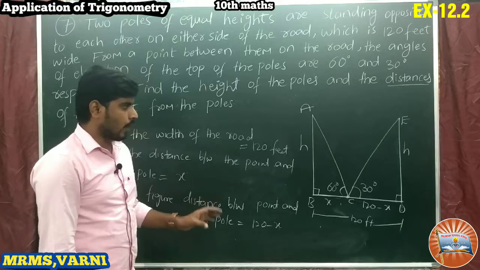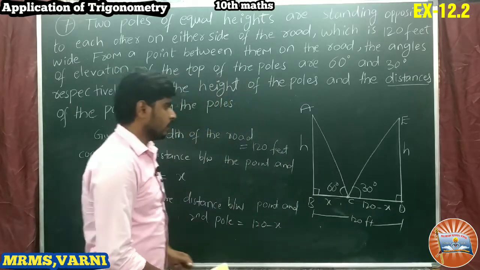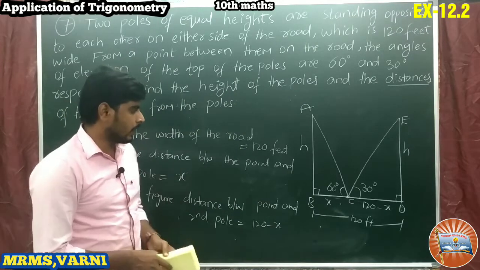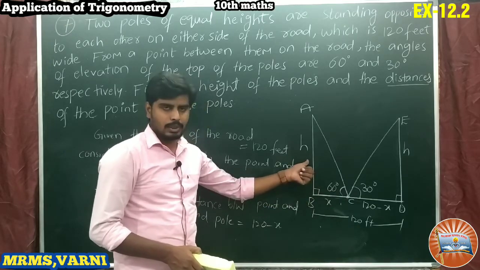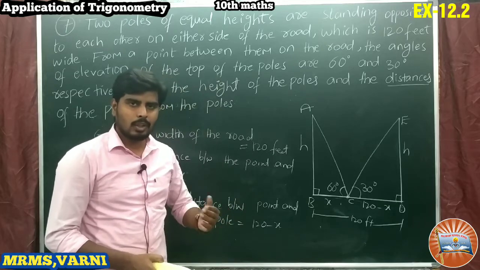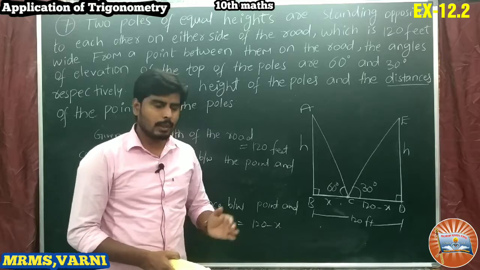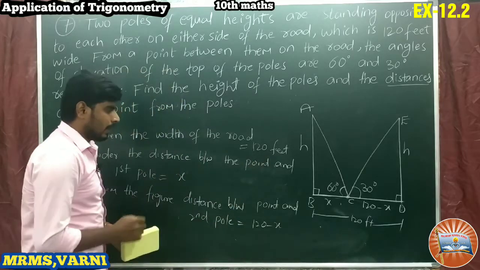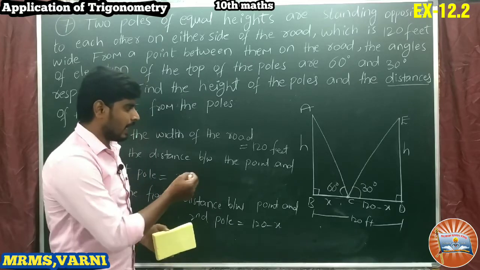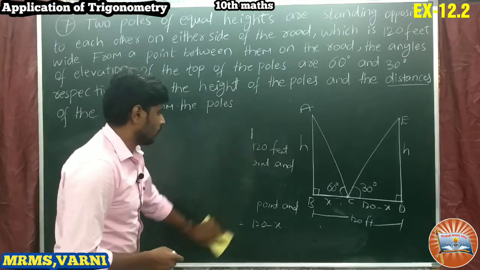From this given information we have to find the heights of the poles and this x value as well as 120 minus x. So I am going to use the tan ratio here, because I need the adjacent side as well as the opposite side. In tan and cot, the adjacent side and opposite side ratios are involved. That is why I am going to use them. I am taking the tan ratio here. Instead of tan you can take the cot ratio also. I am taking tan here. You can try with the cot ratio.